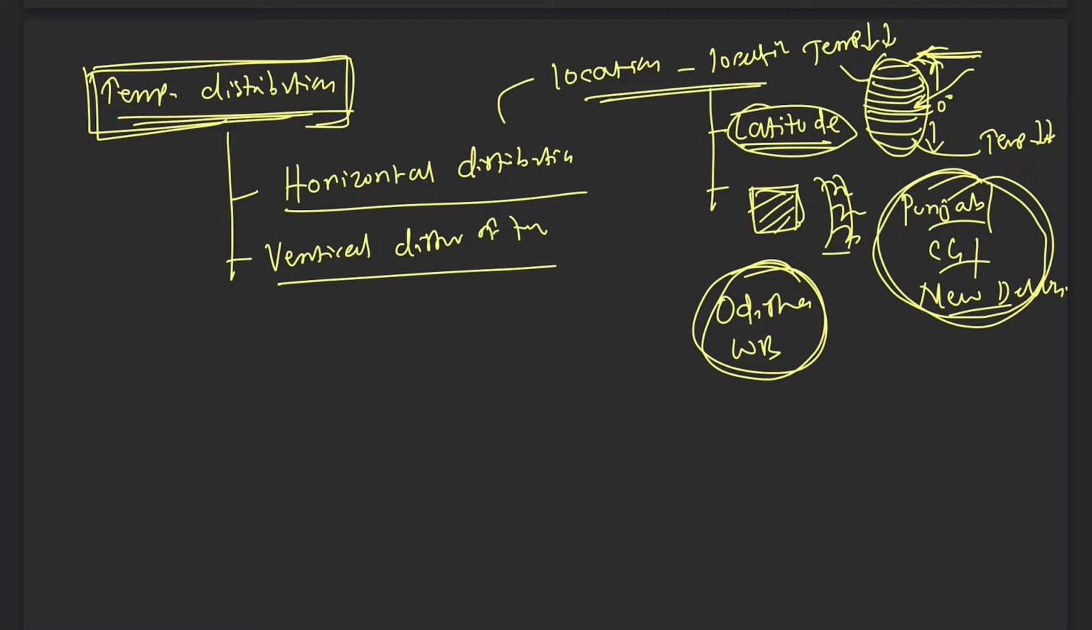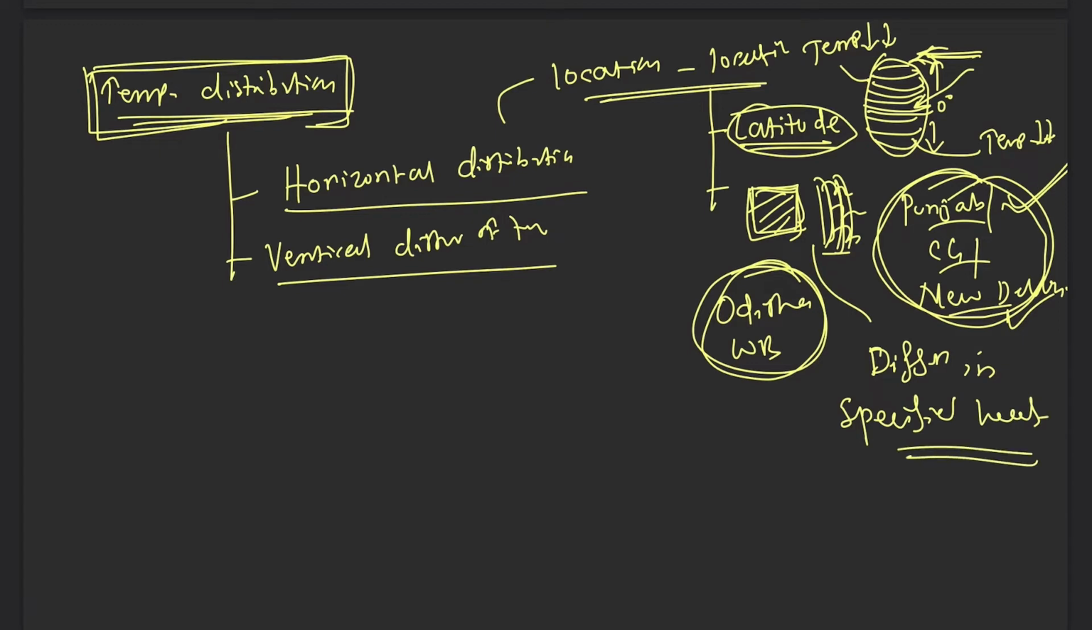That means in summer you can find a normal or average temperature, and in winter also a normal temperature. But in Punjab, Chhattisgarh and New Delhi, you can find higher temperature in summer and lowest temperature in winter also. There is no normalization. So what happens if there is a water body? How does the temperature differ? Due to the difference in specific heat of water and air.